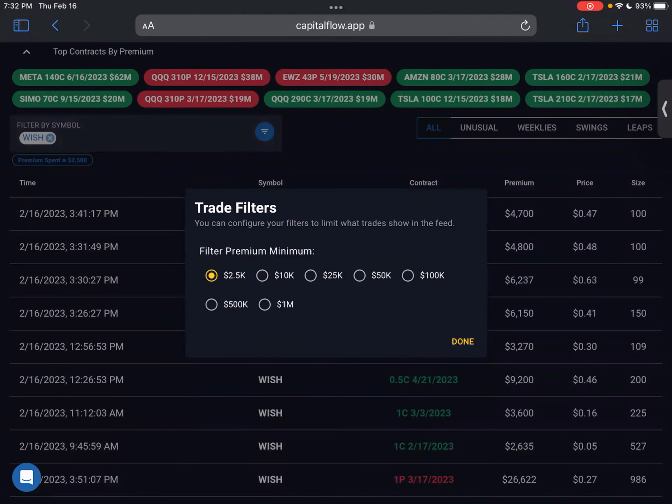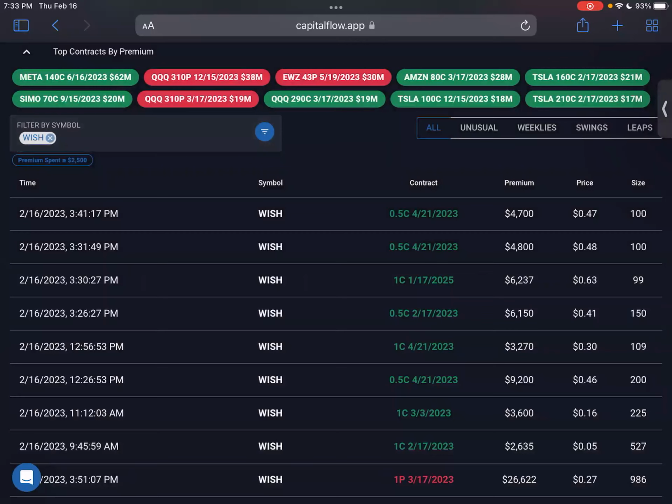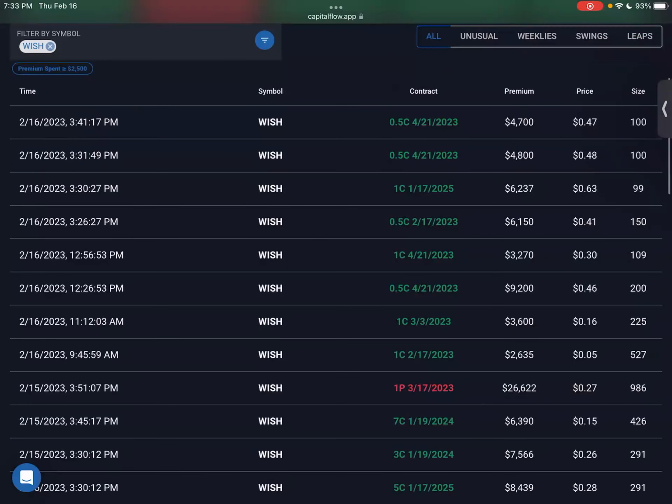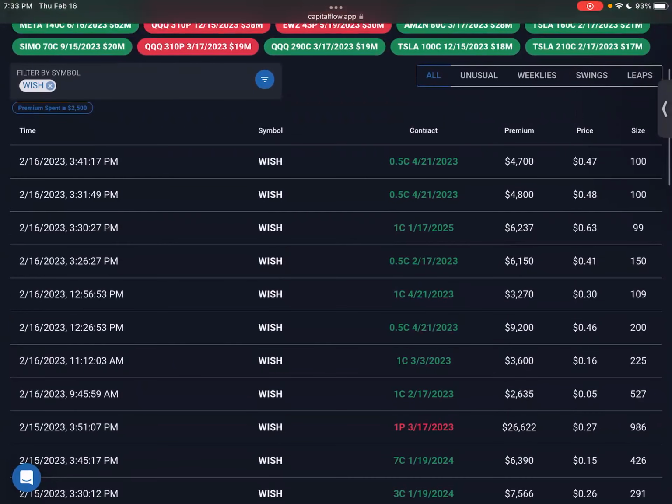On something small that does not have a lot of flow, you want to set the minimum premium a little lower. You want to start at 2,500 because there's not going to be millions and millions of dollars coming into these small names. For something like Wish, today starts right here, and from here and up these are all same day orders. The biggest one was under 10,000, so that's why we didn't see any orders spent at $10,000 or more. And there's not that many of them either, which is okay.